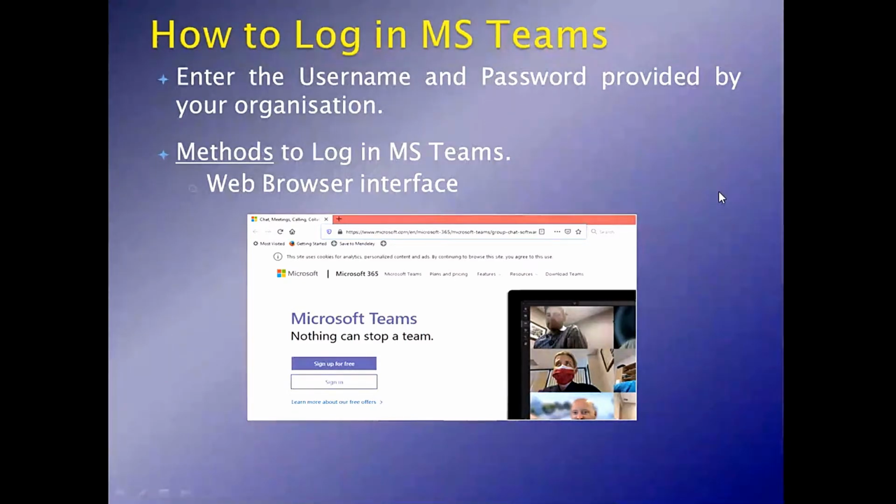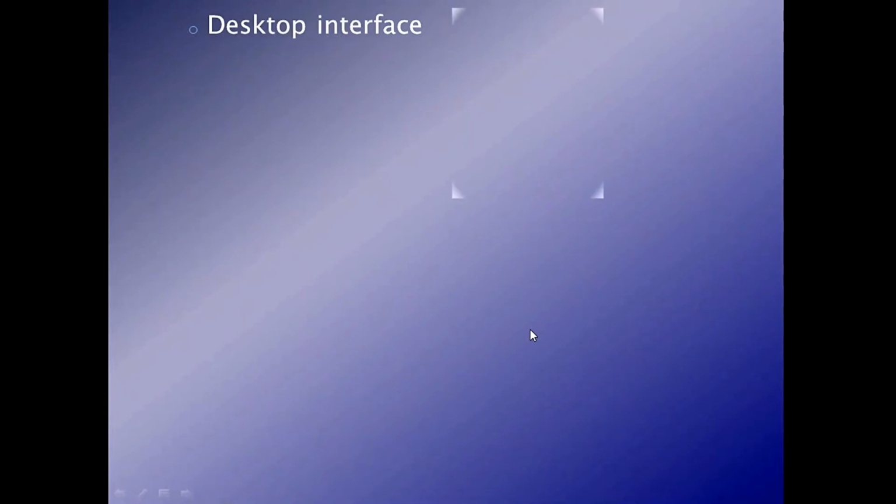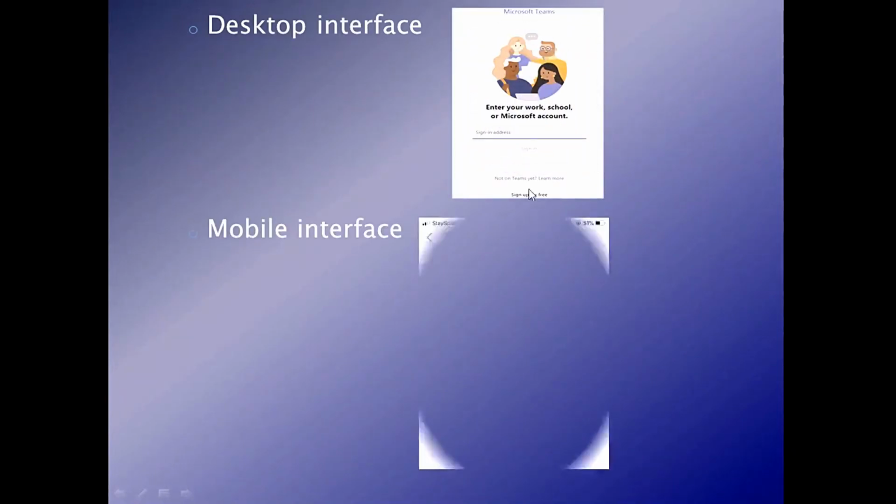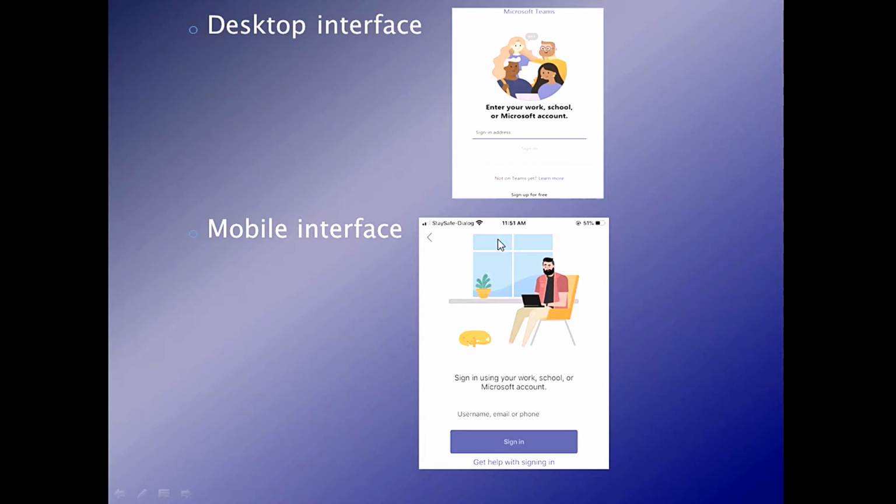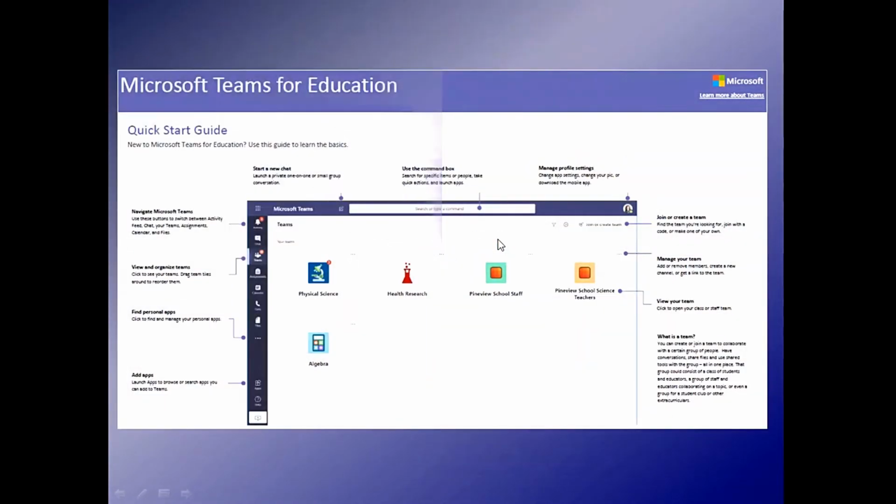The first one, as I have mentioned, is the web browser interface. The next one is the desktop interface, and the other one is the mobile interface, right? So you can use the username and the password, and you can log on to the system. After that, this is what you can see after logging in. This is a very quick start guide that I have taken from MS Teams for your education purpose.